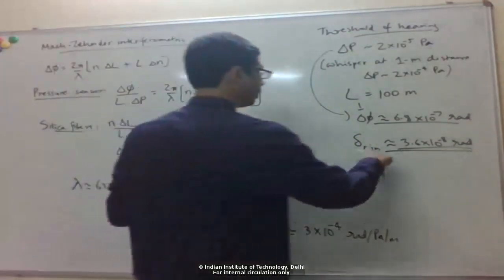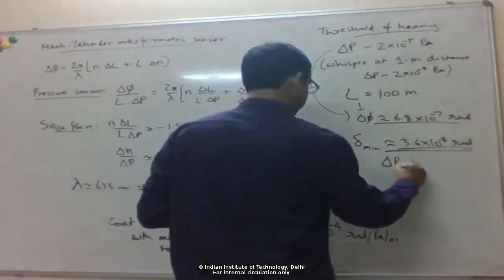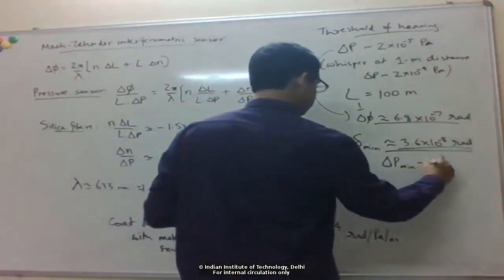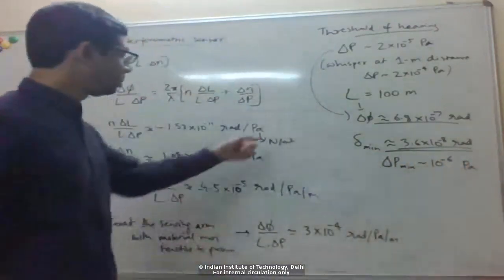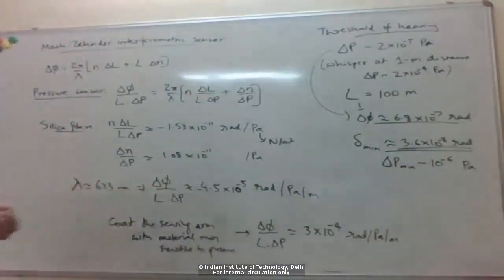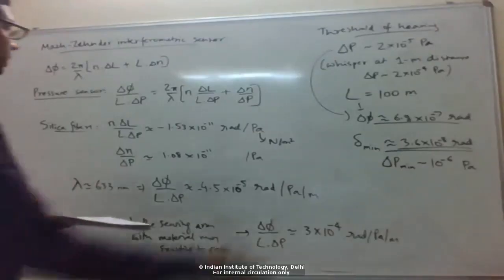So if we go to this level, then the minimum pressure change one can pick up is about 10 to the minus 6 Pascal. So 10 to the minus 6 Newton per meter square. So that's a really, really small pressure change that can be detected. Okay, so this is for pressure.